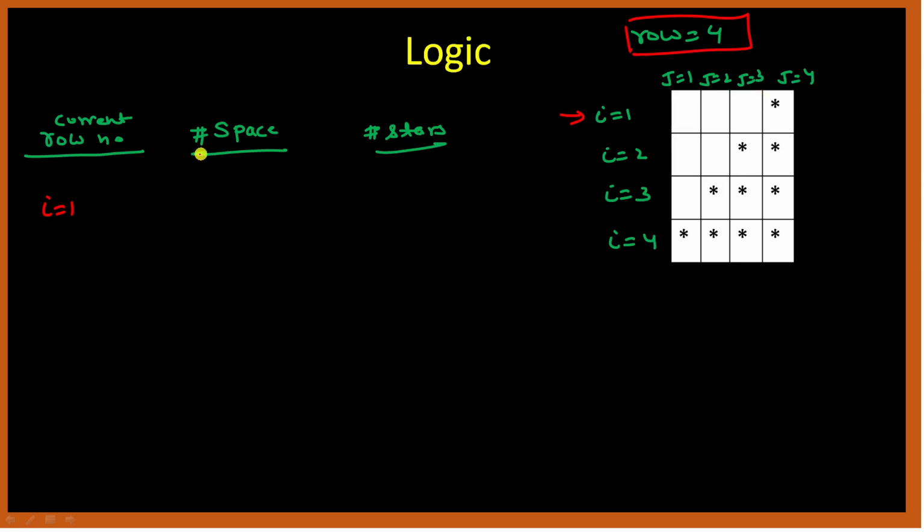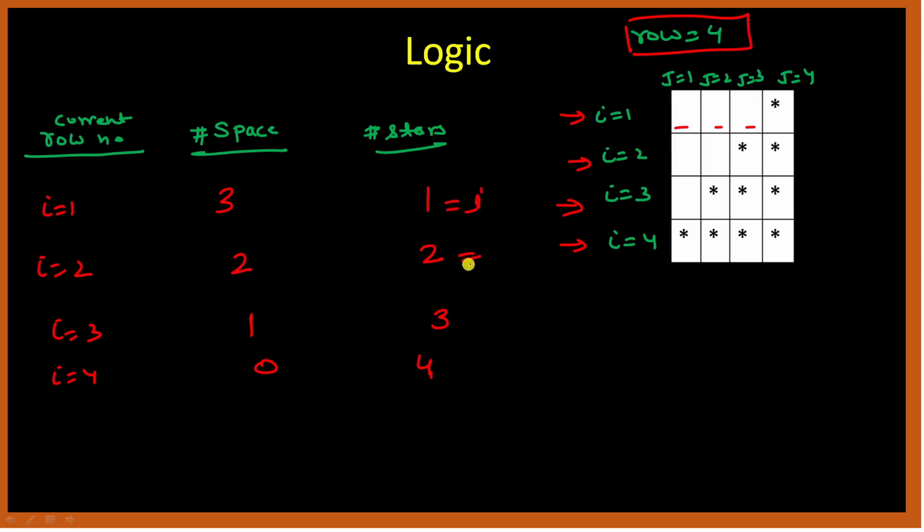So the number of spaces in I equal to 1, that is the first row: 3 spaces, 1, 2, and 3. And how many stars? 1 star. Same way in I equal to 2, the second row: 2 spaces and then 2 stars. In I equal to 3, the third row: 3 stars, but 1 space. And in I equal to 4, the fourth row: 4 stars, but 0 spaces. Now we have to make a formula to get the count of spaces in each row. For the number of stars, we know that this will be controlled by this I variable only, so this is equal to I.